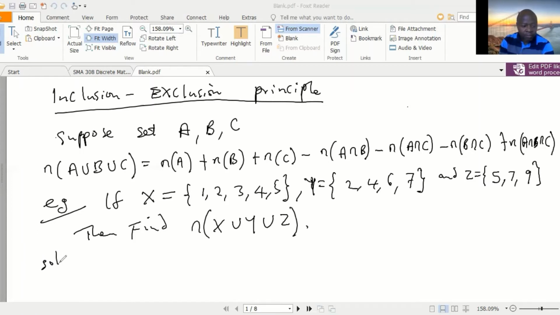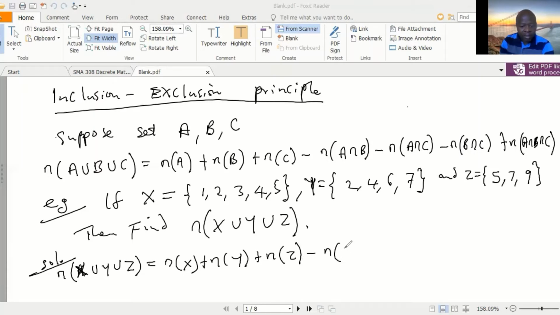So what would be the solution? Our solution is, by the inclusion-exclusion principle, the number of elements in the union of X, Y, and Z will be given by the number of elements in X plus the number of elements in Y plus the number of elements in Z, minus the number of elements in the intersection of X and Y, minus the number of elements in the intersection of X and Z, minus the number of elements in the intersection of Y and Z, then plus the number of elements in the intersection of X, Y, and Z.